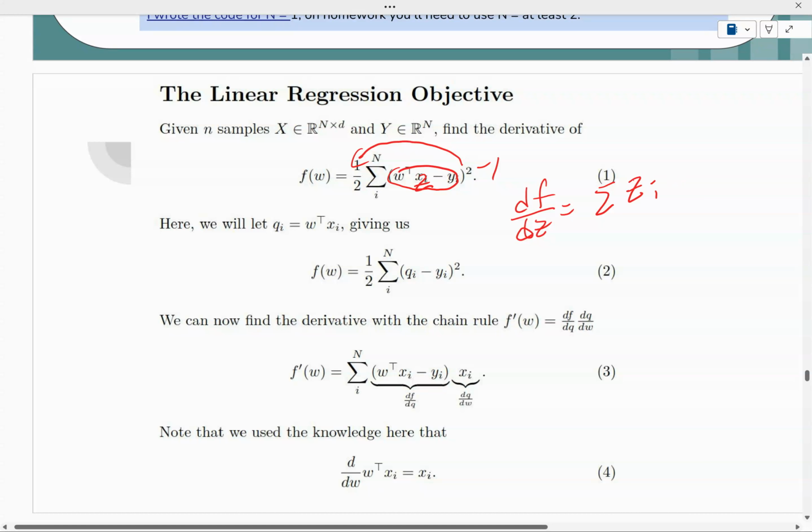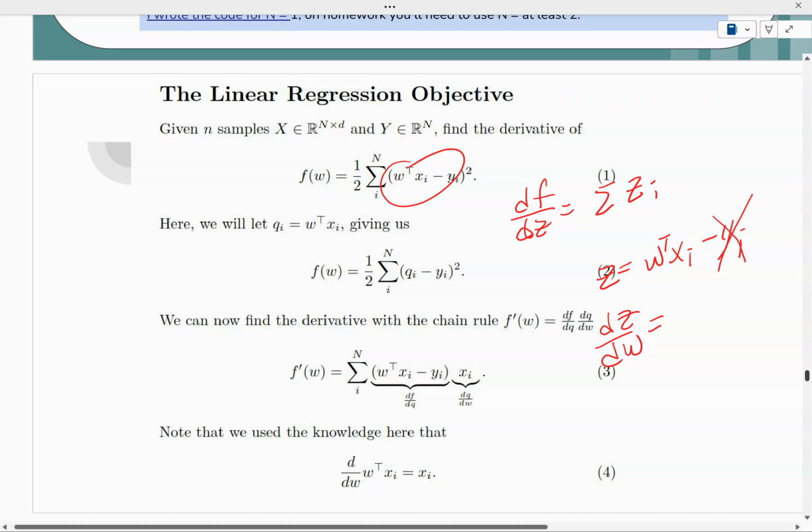That's it. Yeah, summation of zi. Now we take the derivative of what's inside here. Z is equal to w transpose xi minus yi. So what is dz dw? Because the variable is with respect to w, this is a constant, so this is gone. And the derivative, this is linear, therefore it's xi.